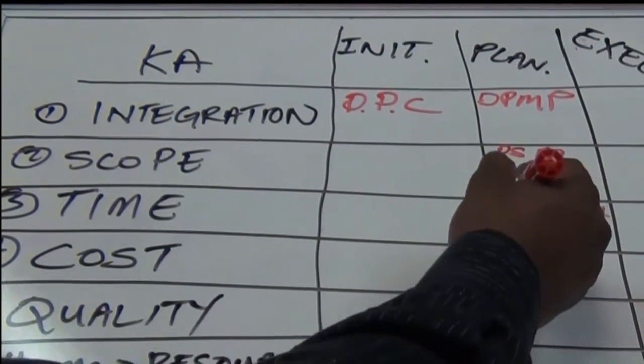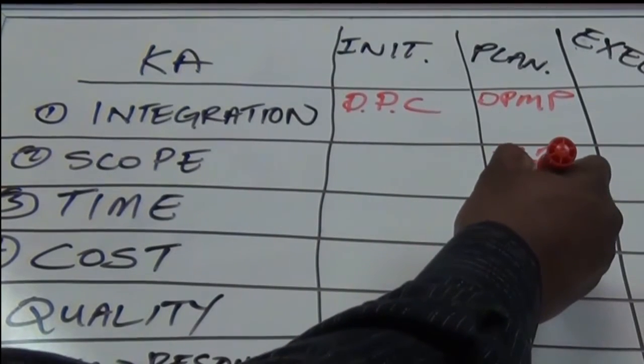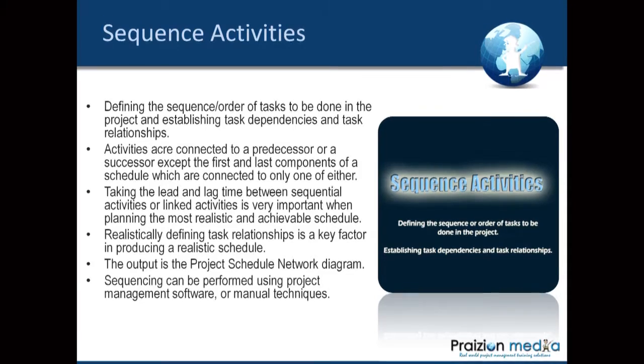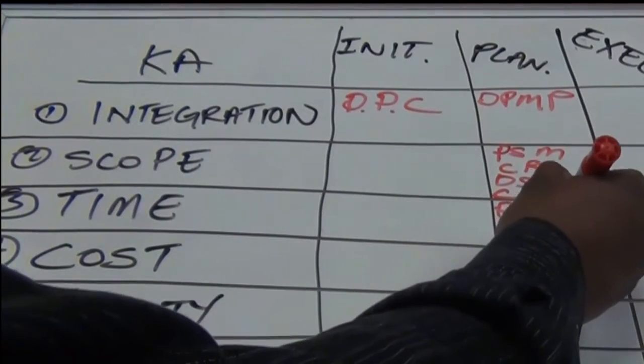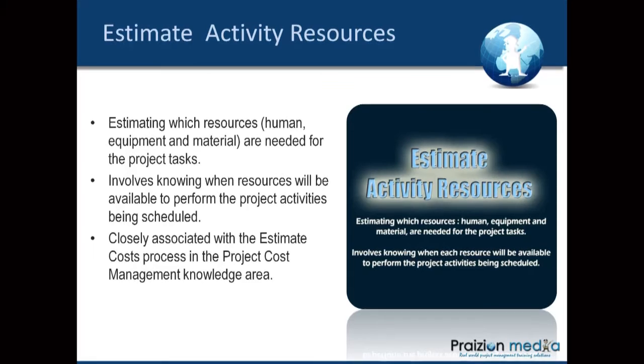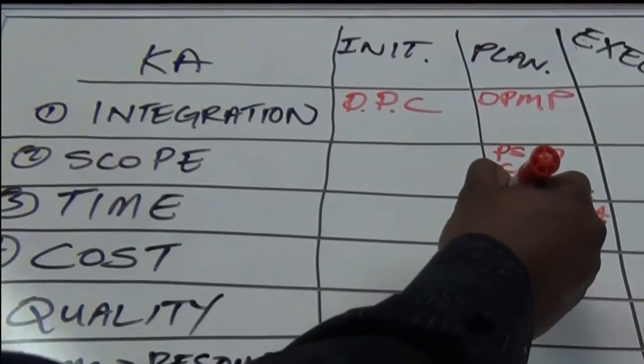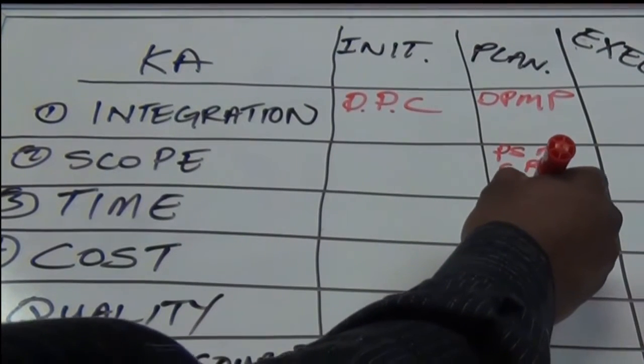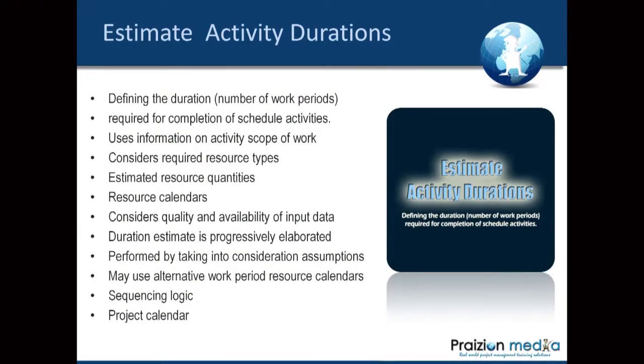The next process is called sequence activities, which is putting the activities in order. The next process is estimate activity resources, which is estimating how many resources you have for the project. The next process is estimate activity durations, which is estimating how long an activity will take.